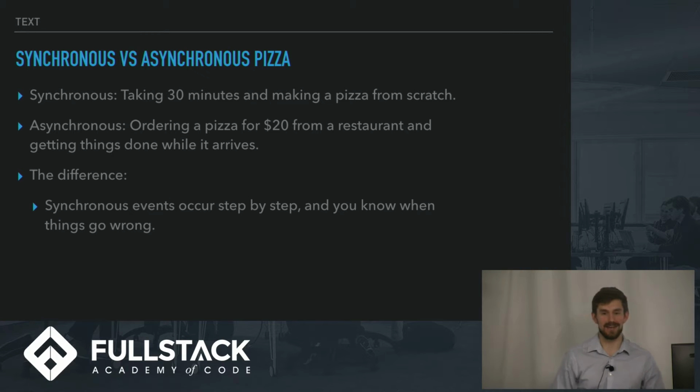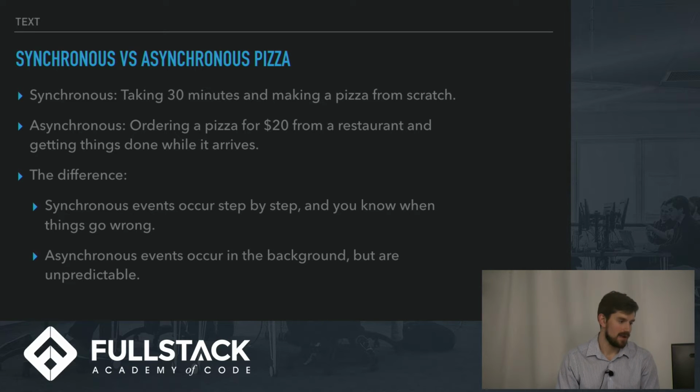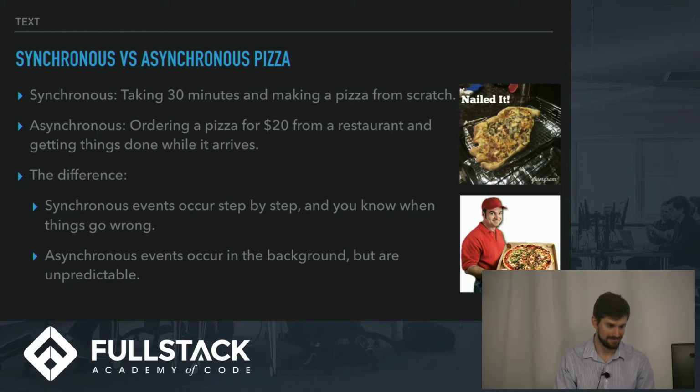The difference is that synchronous events occur step by step, and they block out your day, and you also know when things go wrong. You know when you get an error, so to speak. You might burn your pizza or drop it on the floor or something terrible like that. However, asynchronous events occur in the background, so with your asynchronous pizza, you don't know when something's going to go wrong, right? Maybe the pizza guy drops your pizza on the ground. You would never know, right? So, nailed it.